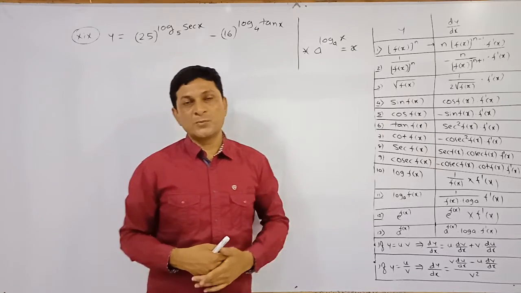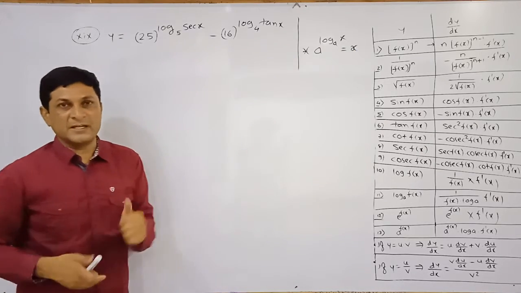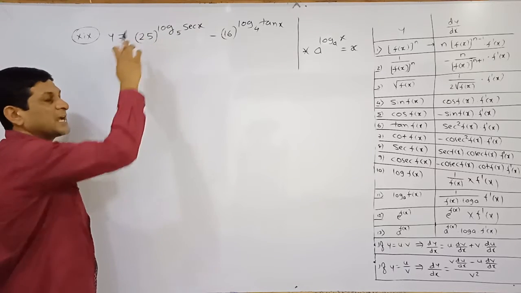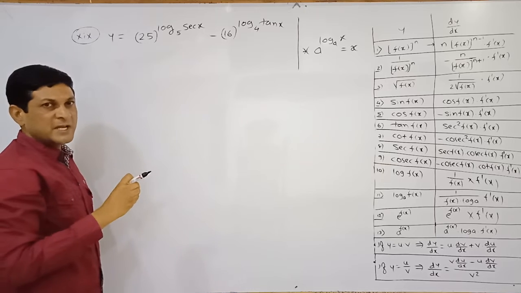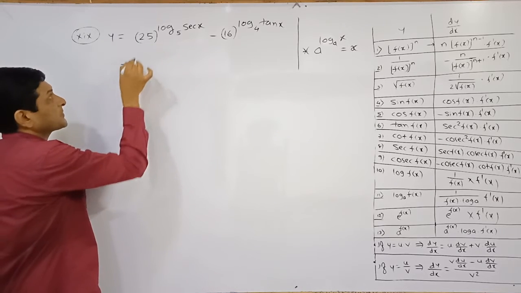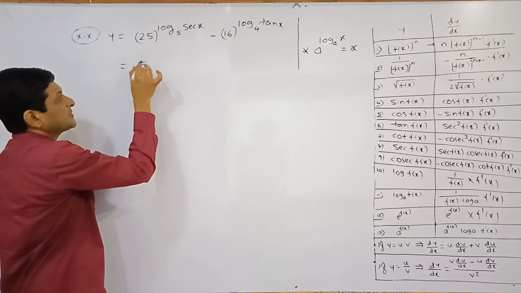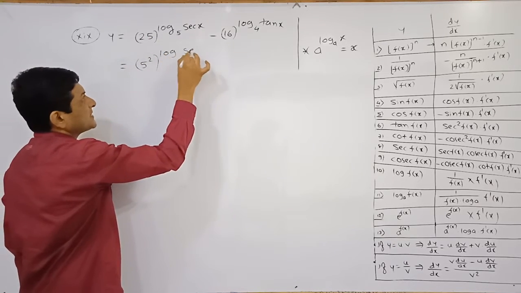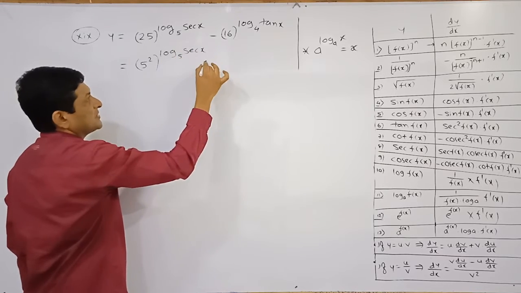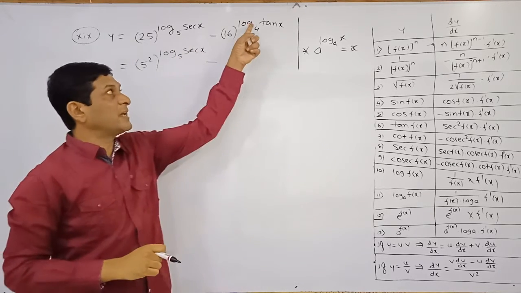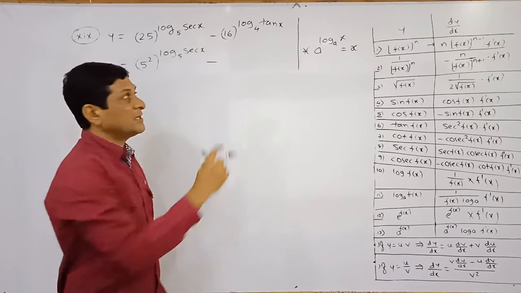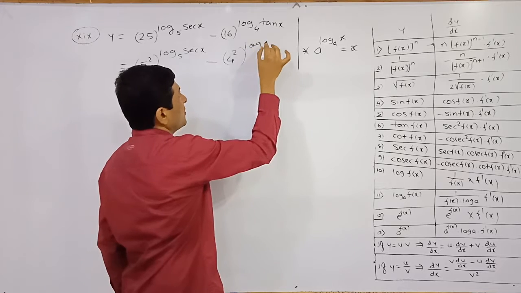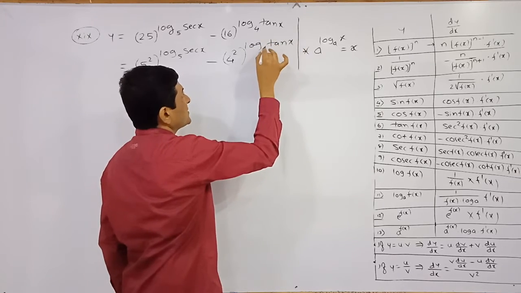So using this property we are simplifying it. So here what is the base of the logarithm? 5. So can 25 be converted into 5? Yes, 25 is the square of 5. So here this 25 can be replaced by 5 square raised to power log of sec x to the base 5, keep it as it is, minus. Here what is the base of the logarithm? 4. So 16 can be written as 4 square raised to power log of tan x to the base 4.